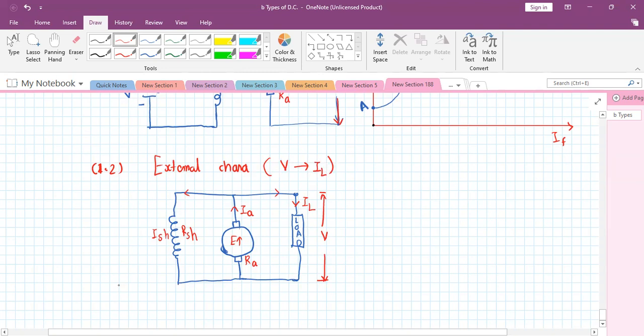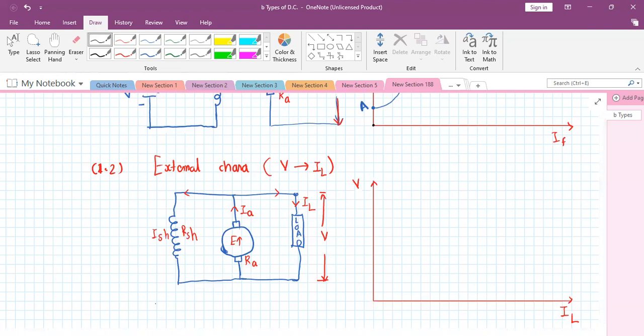Okay, V versus IL. IL is the load current and V is the terminal voltage, externally what we are getting. So if I want to draw the graph for this, what is the equation for the voltage of a DC shunt generator? What is the equation for this EMF?